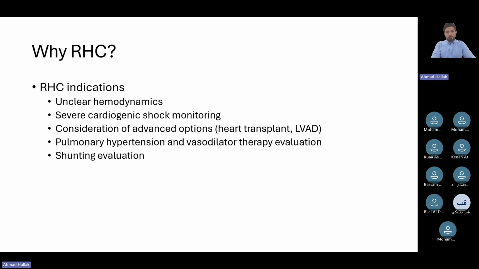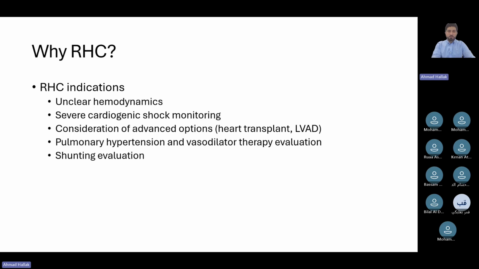So whenever you're making these decisions, you do need a right heart catheterization to determine the patients that will be successful versus the patients that will not do well post heart transplant or LVAD. Other indications: pulmonary hypertension, like in the patient that we were discussing, and you can also do vasodilator therapy. You go in there, you have very high PA pressures, you can inject nitroprusside or a calcium channel blocker and remeasure the pulmonary pressures. And this will help you determine whether this patient is going to benefit from certain therapies.